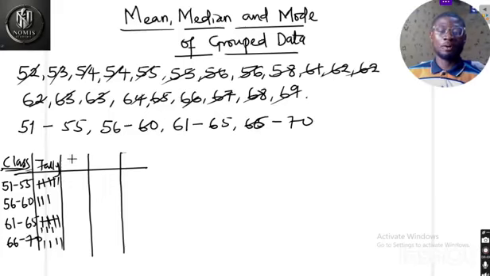So if we take our frequency, we see that we have 6 here, we have 3 here, and then we have 8 here, and then we have 4 here. So this is our frequency for the data given by the class that we have.